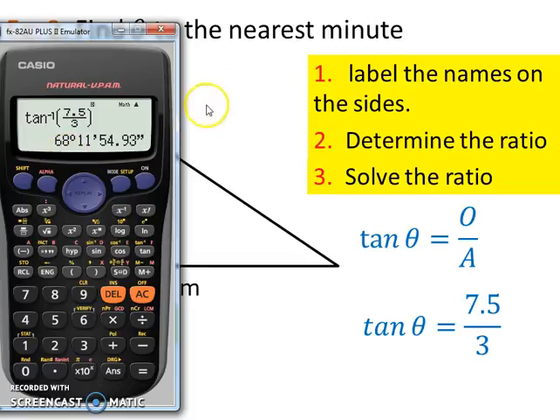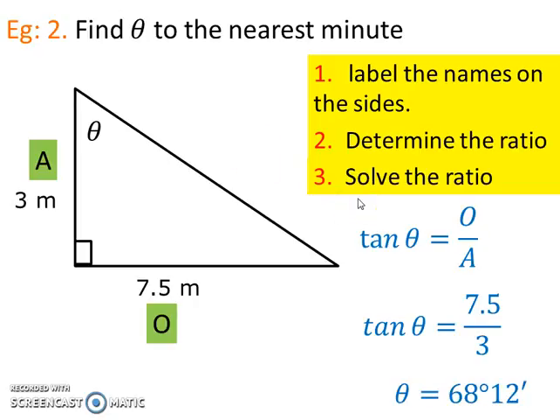Degrees, minutes. Now to the nearest minute, we've got 68 degrees, and then we've got 11 minutes, and this 54.93 seconds. Now because this section here is over 30, we have to round this 11 up to 12. So it'll be 68 degrees and 12 minutes. And you need to write that down.